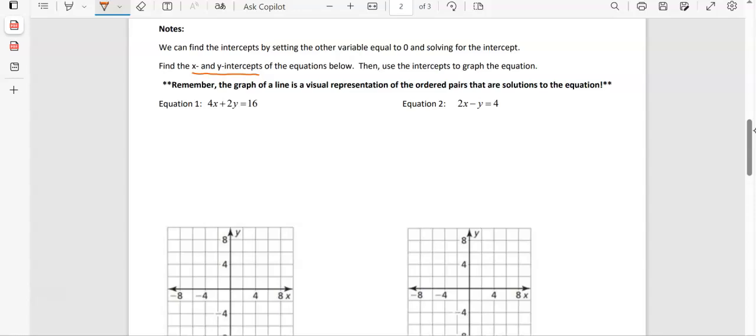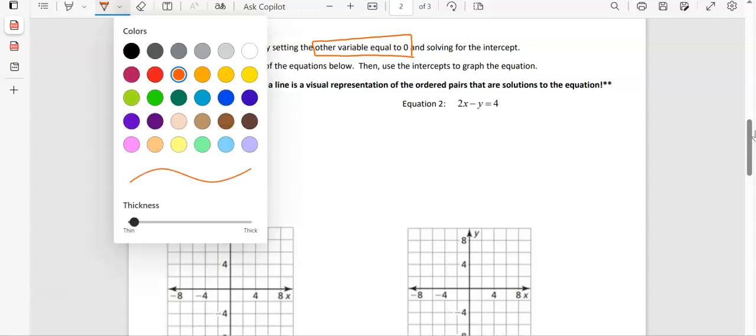So as we said on the first definition, the intercepts are found or can be found because the other variable in the equation is 0. So at the x-intercept, the y is 0. And at the y-intercept, the x is 0.